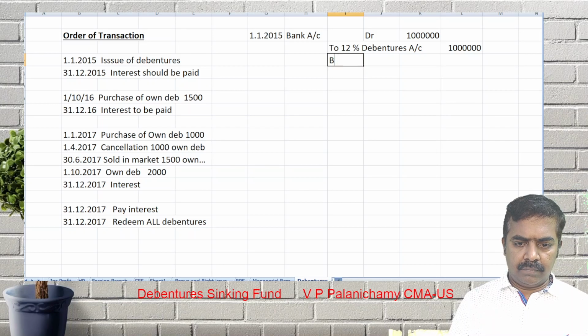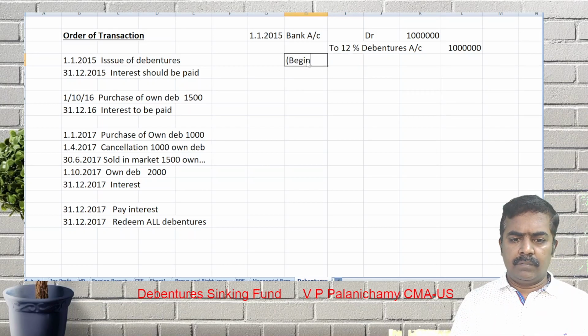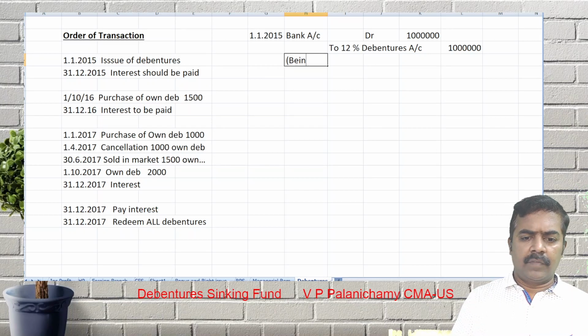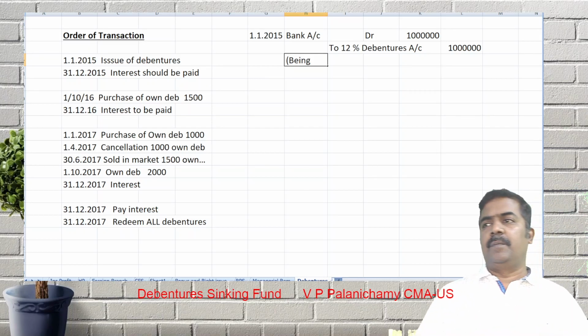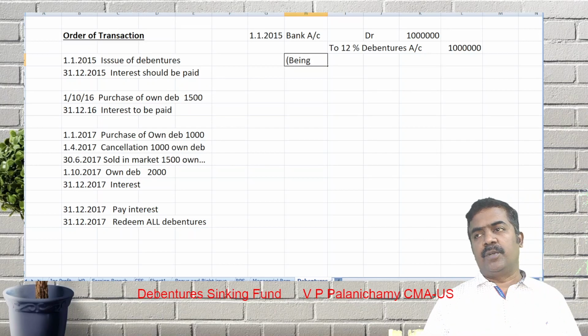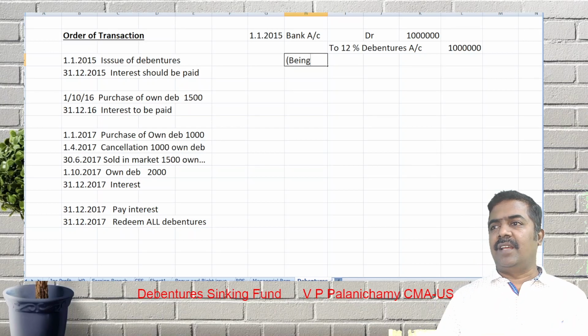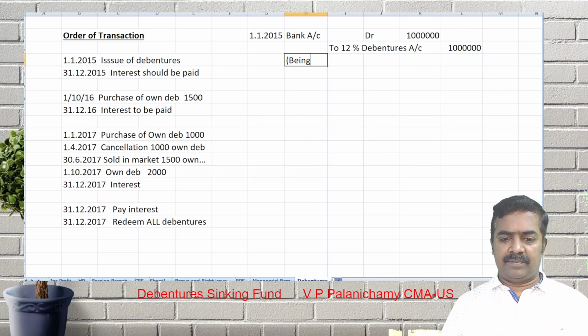Sir, similarly, if I buy debentures in the open market, and after 6 months I want to sell, can I sell them? Or only after the term, after 10 years? It is not like that. Even now you can purchase and sell. To purchase own debentures, to cancel own debentures, to redeem own debentures, there is no company law rule. So you are allowed to buy and sell your own debentures, no problem.